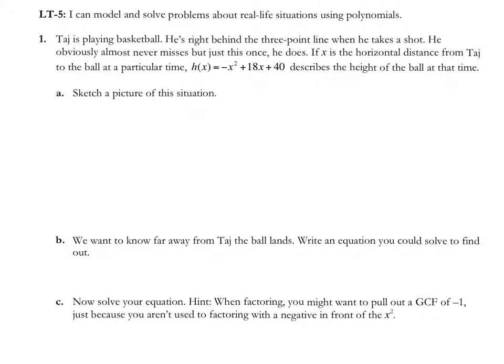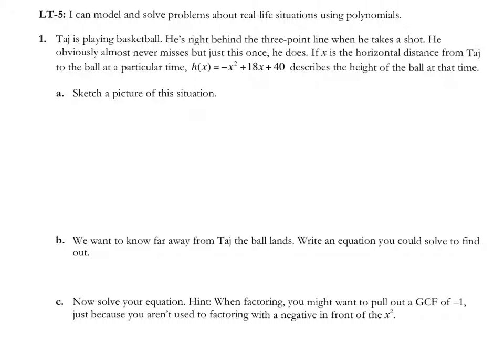In problem number 1, I'm actually giving you an equation and you're going to answer some questions about it. Taj is playing basketball. He's right behind the 3-point line when he takes a shot. He obviously almost never misses, but just this once he does. If x is the horizontal distance from Taj to the ball at a particular time, this polynomial h of x describes the height of the ball at that time.